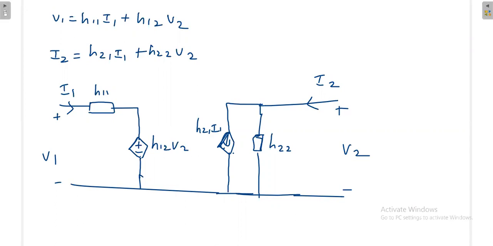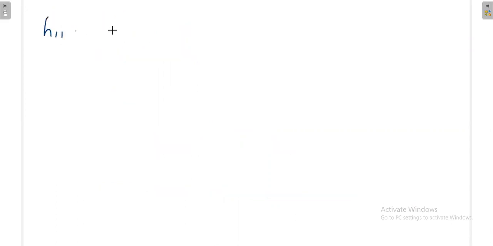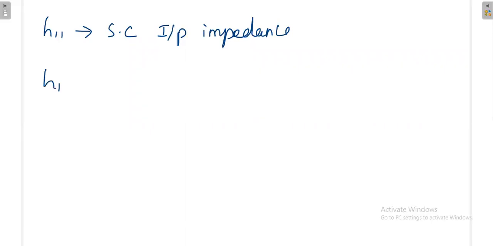Then what is H11? H11 is the short circuit input impedance. Short circuit, because when you calculate H11, you are short circuiting the output terminal. That's why this is called the short circuit input impedance. What is H12? H12 is V1 by V2. It is like a reverse voltage gain.